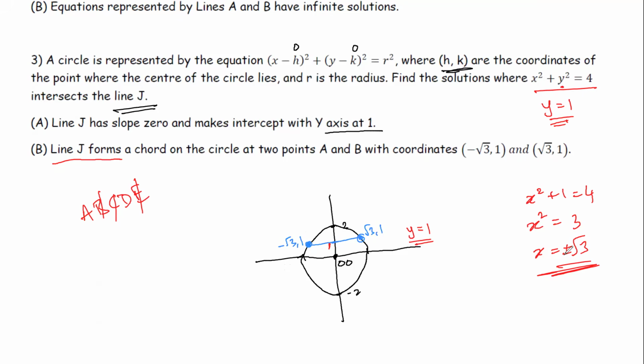It is indirectly giving the explanation for A only. In A, we got x is equal to plus minus root 3. Remember, in A, the y was 1. And out here, the y is 1. So it is directly giving us the solution. So D is the answer because each alone gives us the answer. Find the solutions where this circle intersects the line J. So solutions are minus root 3 and root 3. Both of them give the answer, D.